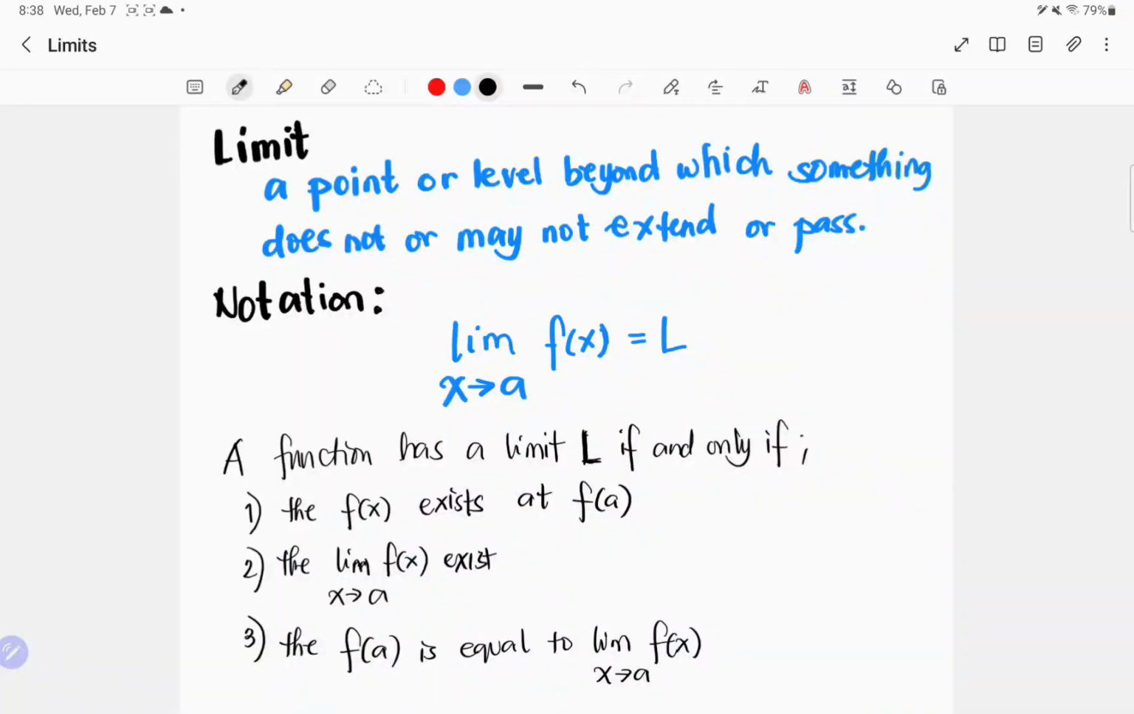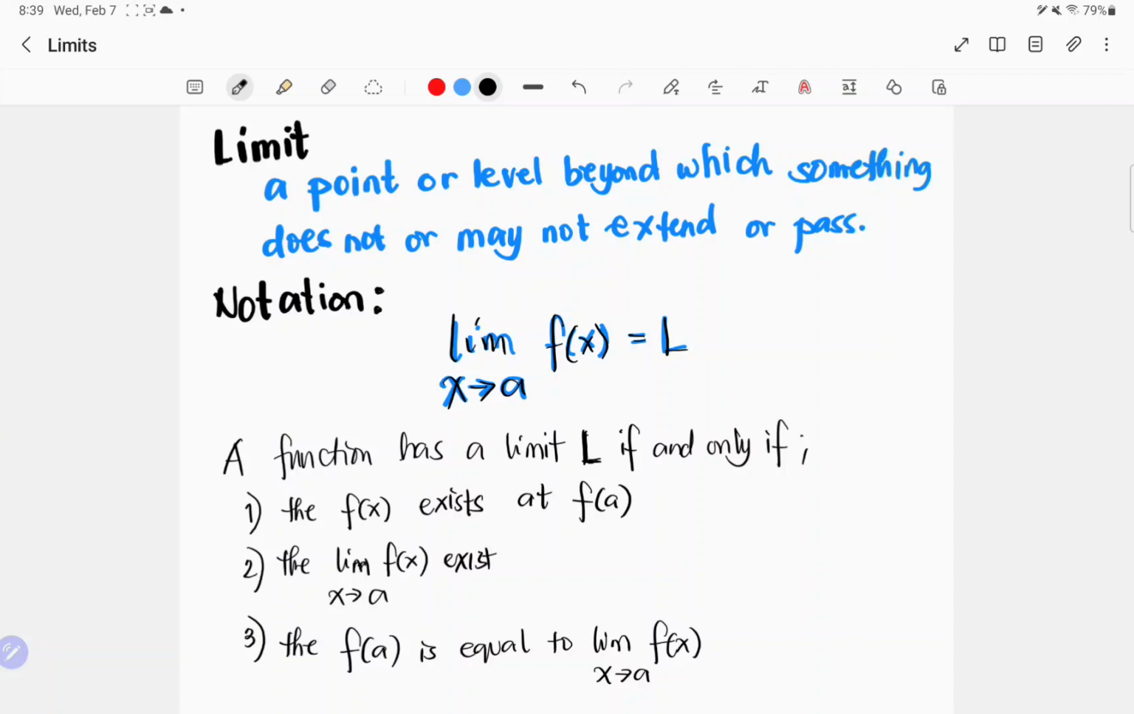Now let's talk about limit. A limit is a point or level beyond which something does not or may not extend or pass. The notation for a limit is written and read as the limit of f of x as x approaches a is equal to L.